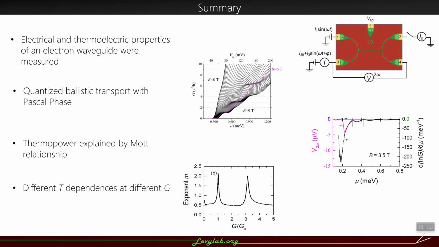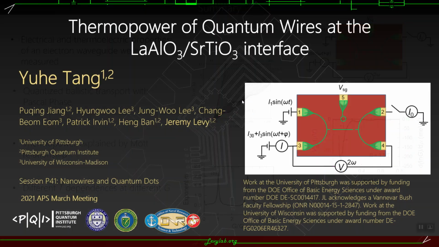So to sum up, we measure the electrical and thermoelectric properties of an electron waveguide. We can observe quantized ballistic transport with the existence of the Pascal liquid phase in the electron waveguide. The thermal power is, in our experiment, explained by the Mott relation, and we observe different temperature dependencies at different conductance values. Thanks for listening.